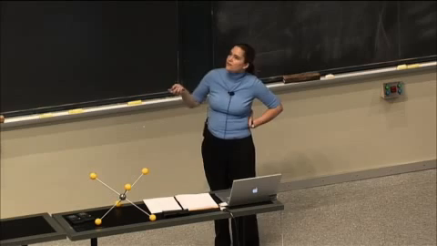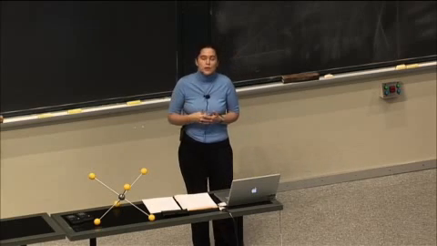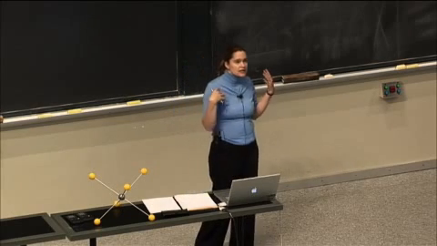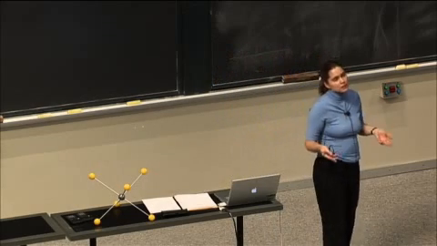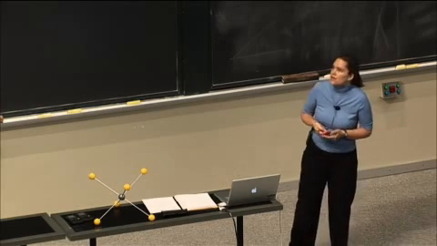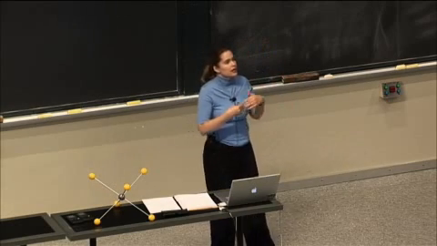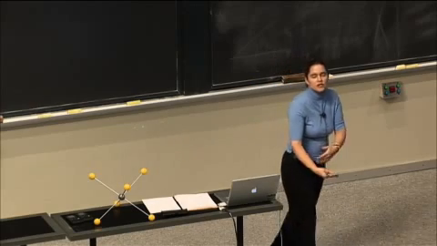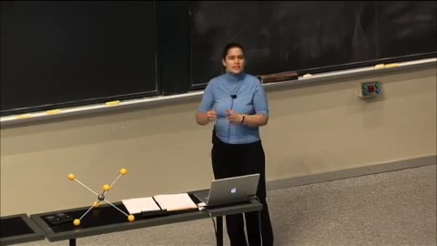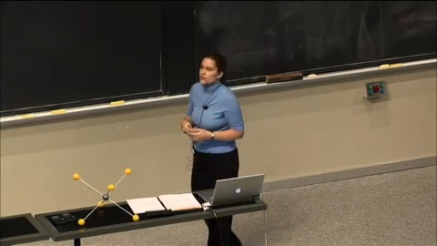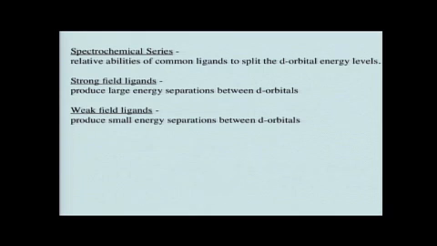So the color given off depends on the nature of the metal and depends on the nature of the ligand. And so we can use crystal field theory, which again is a very simplified theory, to try to predict or explain the observed colors. Again, this is not always very precise, but if you're told information about color, you can rationalize why that would be true, and you can also predict at least the range of color that you would have under certain circumstances. So let's take a look at this more.